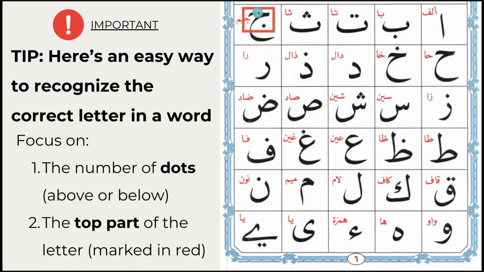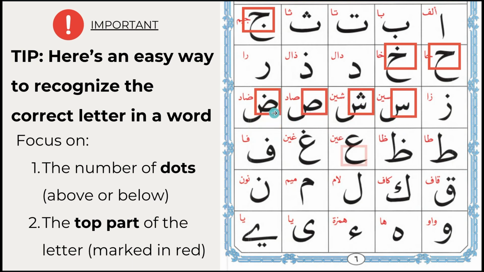Take a look here, for example, Harful Jim. This is the top part that is mentioned, the part within the red rectangle. Here is also the top of the Kha. So we have the Jim, Ha, Kha, Sin, Shin, Sad, Dad, Ain, Ghain. With these letters, what is within this red rectangle will always be present. You will always find this pattern, even if it's at the beginning, the middle, or the end of the word.